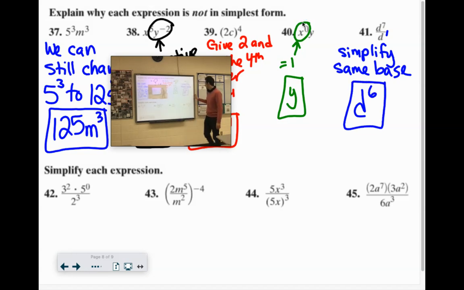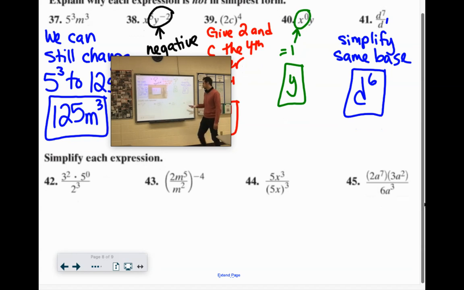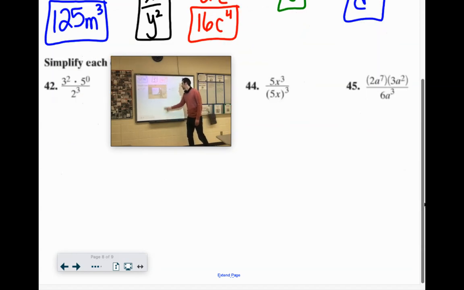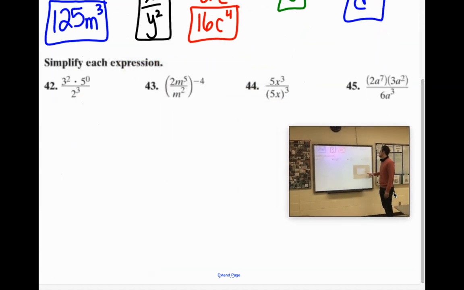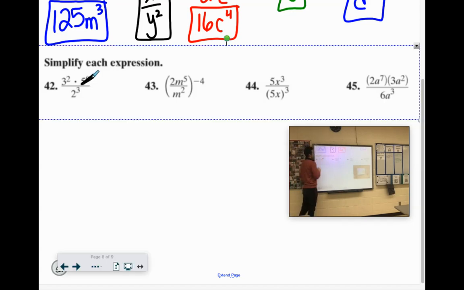All right, here we go. And then these are like the super challenging ones. But I know you guys are so smart that we got this, no problem. 3 squared times 5 to the 0 over 2 to the third. First thing I'm going to do is get rid of 5 to the 0 power because that's equal to 1. So we're left with 3 squared over 2 to the third.